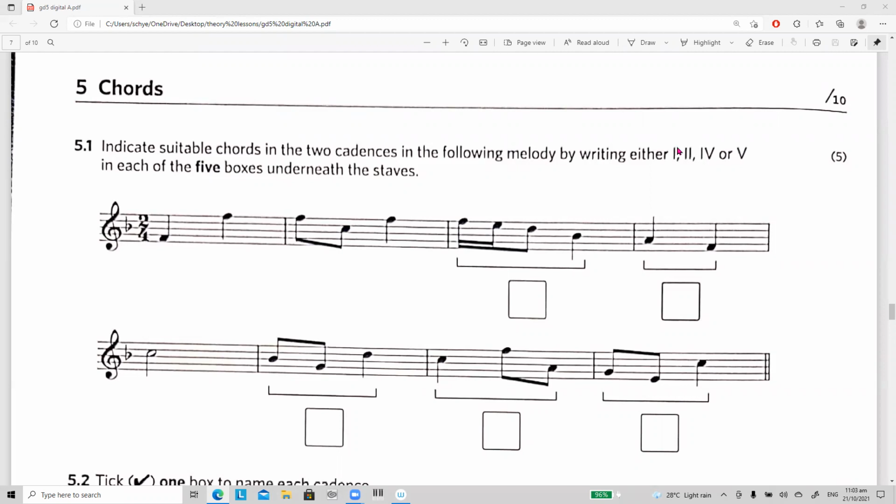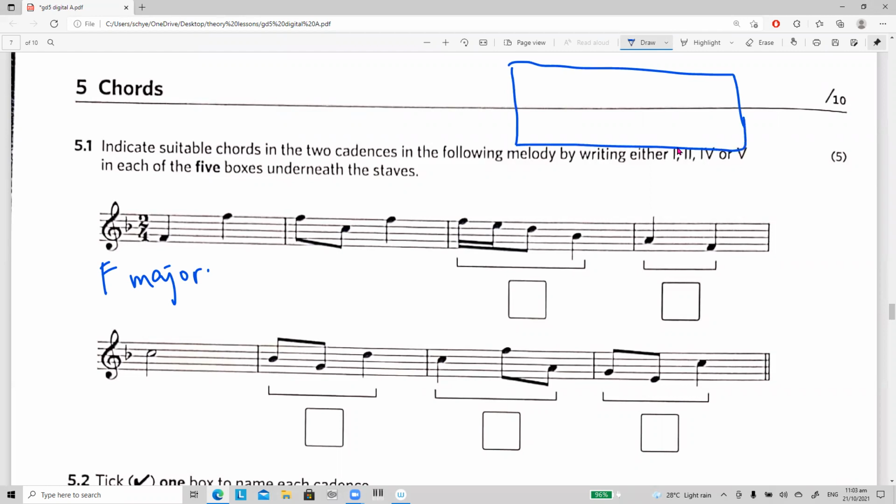For this question, you need to do some working, like write out the notes in chord 1, 2, 4, or 5. So let's say this is one flat, which is F major. Draw a chart like this. Get a piece of paper, draw a chart like this, and split into 4 columns: chord 1, 2, 4, and 5. So chord 1, starting from F major, the first note is F.